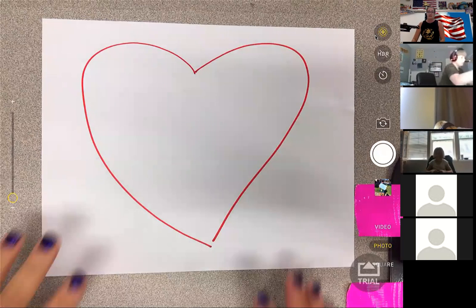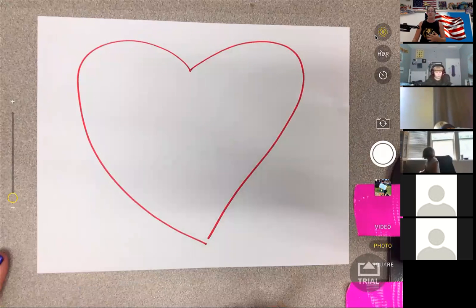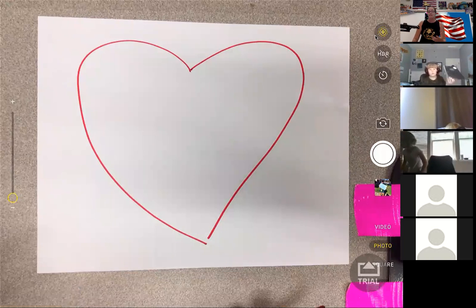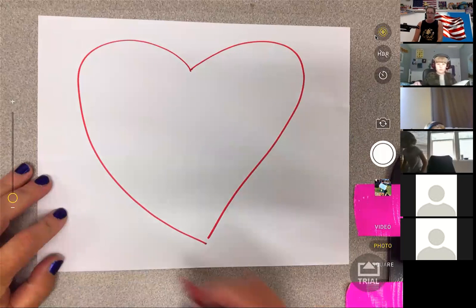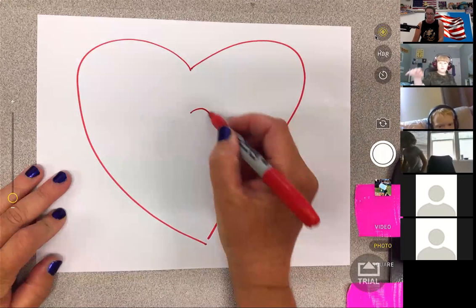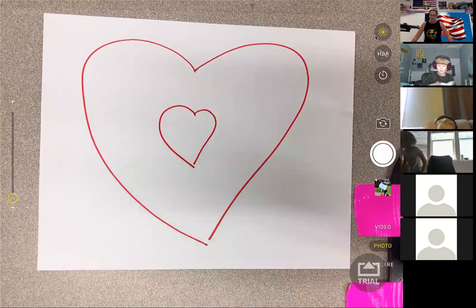You can see that mine's on a separate piece of paper. I really want yours in a spiral notebook. If you don't have a notebook at this time, that's okay. You can add it to your notebook later. Go ahead and do it on just a separate piece of paper for now. But we're going to do a great big heart on the outside and then a smaller heart on the inside. Ooh, my inside one got a little lopsided.